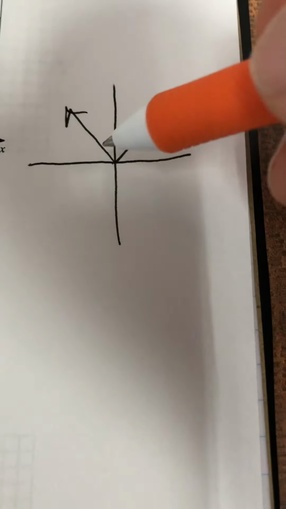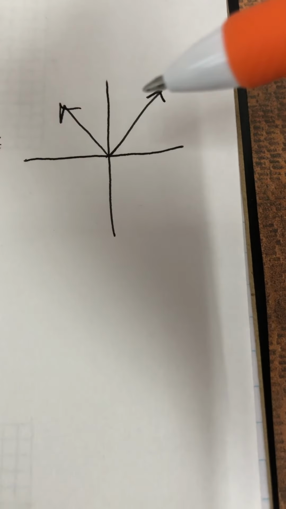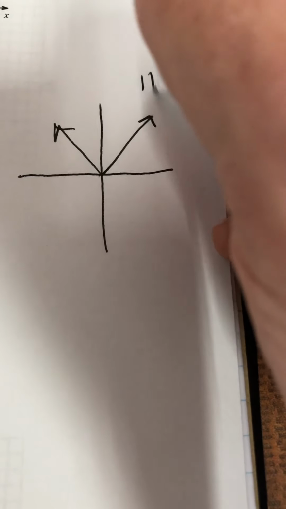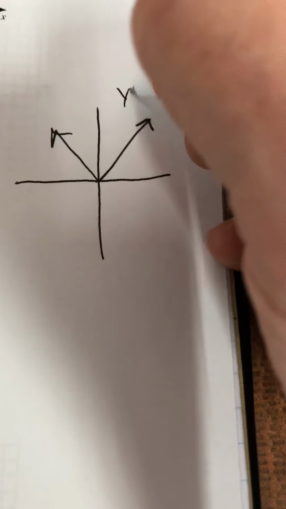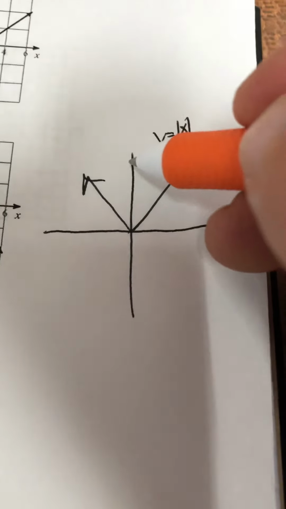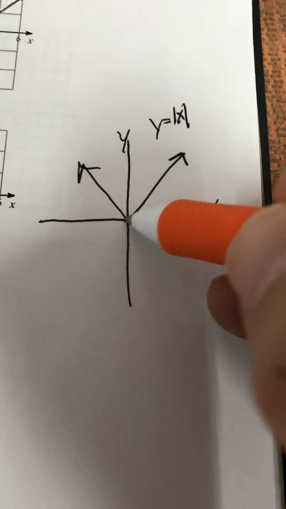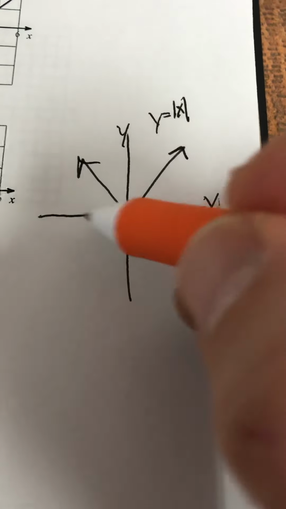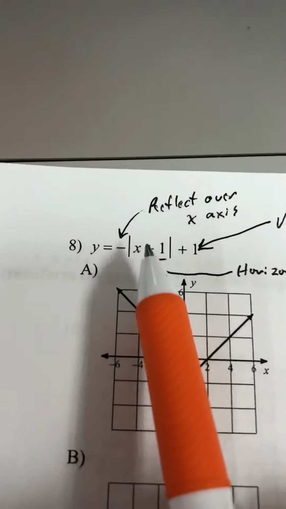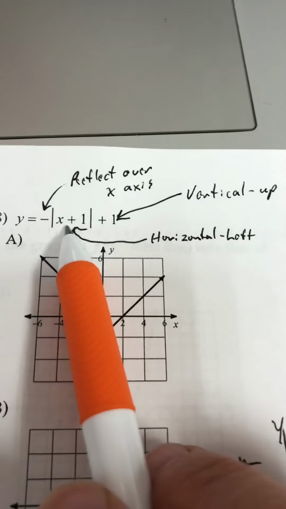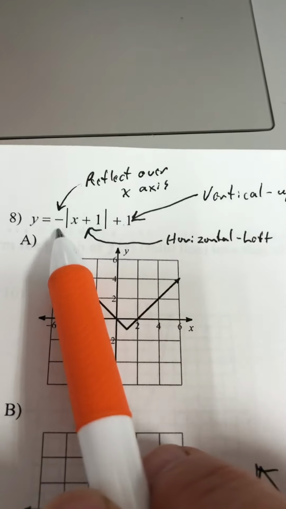All of these, by the way, have the parent function of this. This is where it starts. So we're comparing all of these, 5, 6, 7, 8, to this, which is just where y equals the absolute value of x. Here's our y-axis, here's our x-axis. So we count, from the vertex, how it moves. And how it moves depends on whether we got a horizontal shift, a vertical shift, a reflection, whatever.